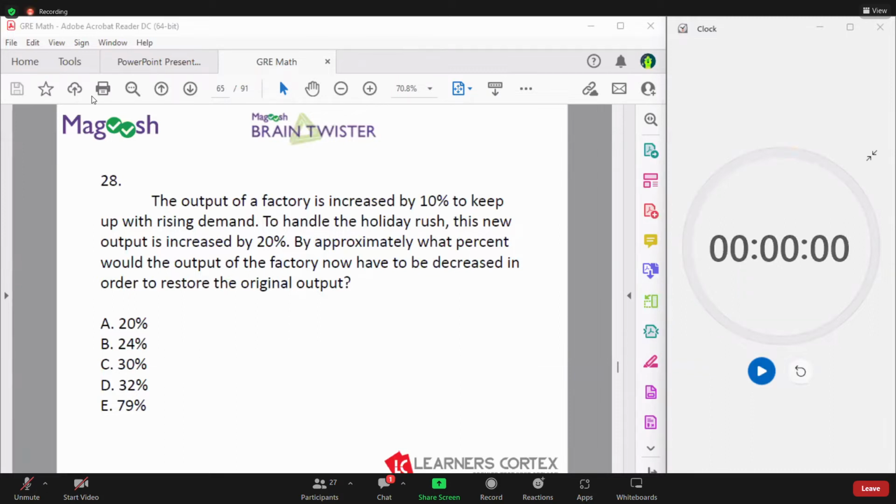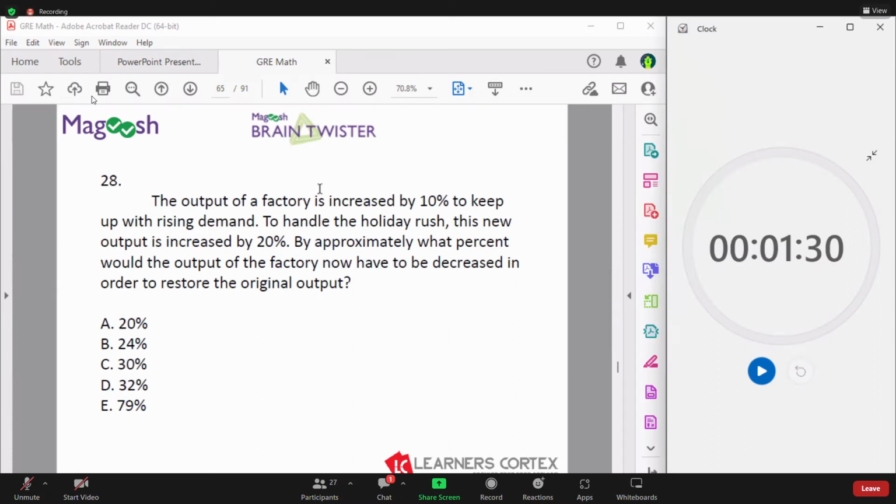Okay. So Vishal, would you like to help us with the question? Sure, sir. So let us take the initial output of the factory as 100 for convenience. So when it increases by 10%, it becomes 100 plus 10, that is 110. Okay. And then it again increased by 20%, which is 22. So 110 plus 22, that is 132.